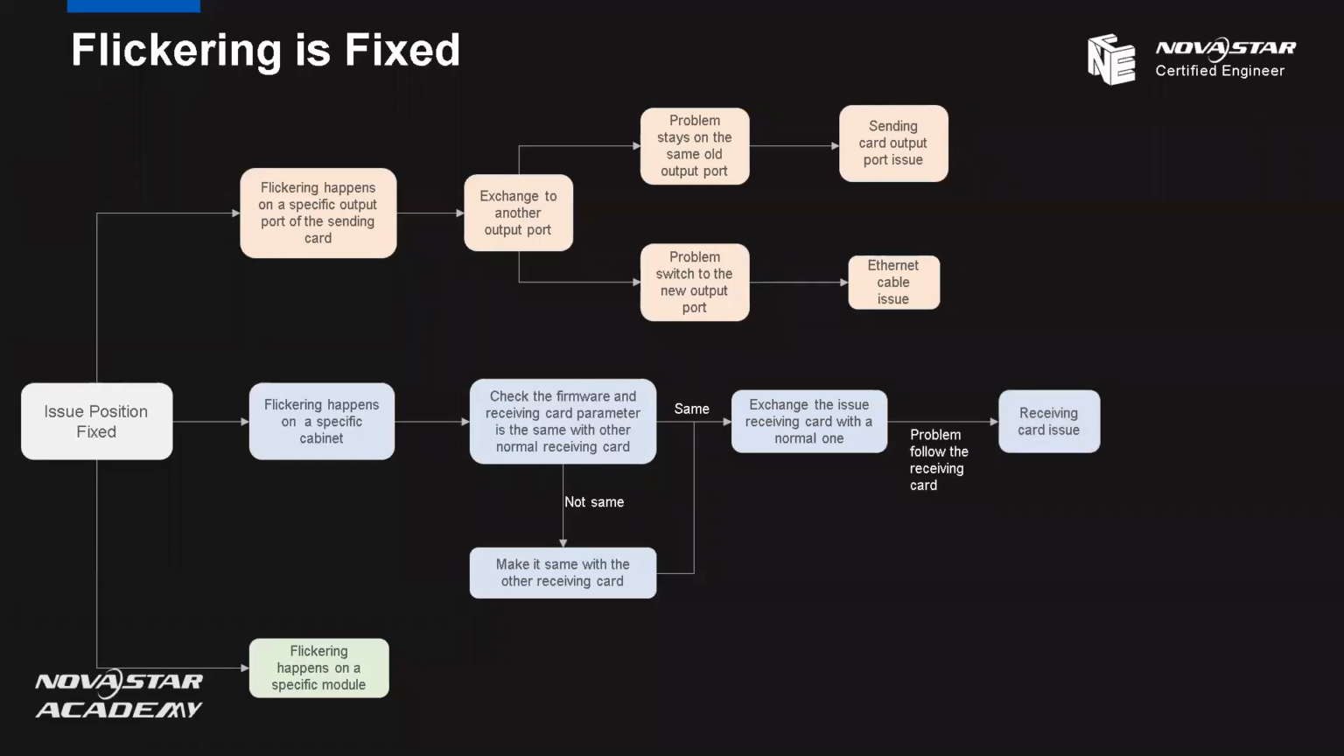So we can fix the problem by changing the receiving card hardware. But if we change the hardware and the problem is still there, we need to check the cabinet hardware, like the hub board, the module hardware, the LED module itself. So this is for the second, specific cabinet or panel flicker issue. Just follow the process.